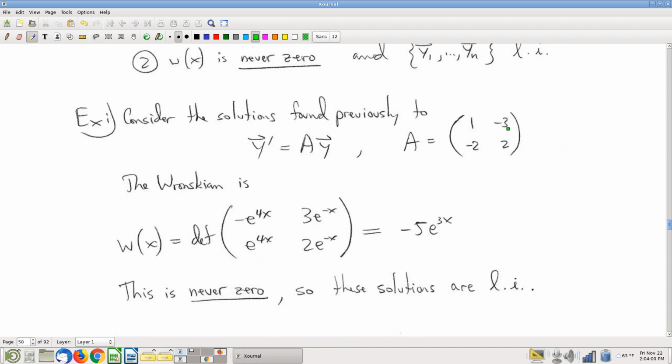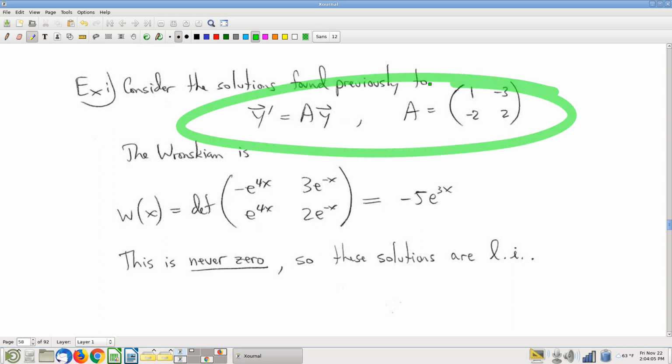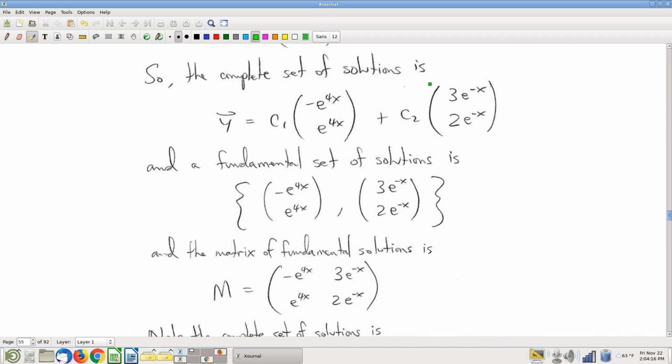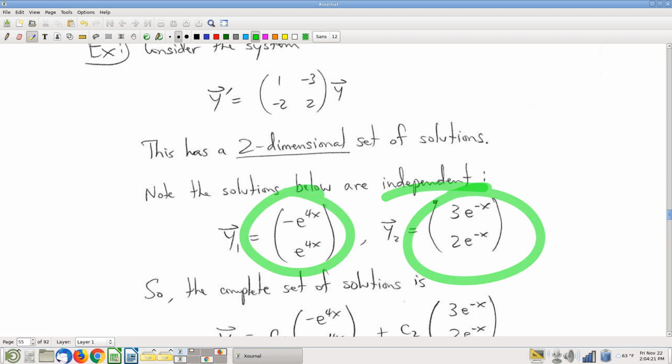Okay. So easy example. We were looking previously at this differential equation here, right? And we found some solutions, and we asserted that they were independent. It was pretty clear that these are independent because, after all, they point in different directions. This first one points in the direction of -1, 1. The second one points in the direction of 3, 2. They're like this. Clearly independent.